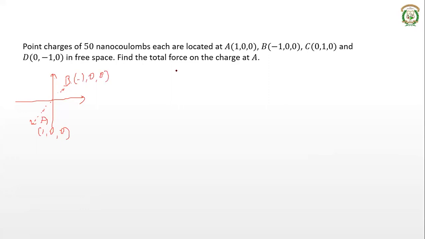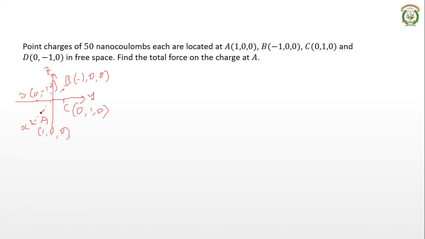Then where are C and D? C is 0, 1, 0, which means in the x direction it is 0 and in the y direction it is 1. This is point C. Point D is 0, minus 1, 0, in the minus y direction it is 1. So this is my point D. This is the x direction, this is y, and this is z. You are asked to find the force at this particular point A.